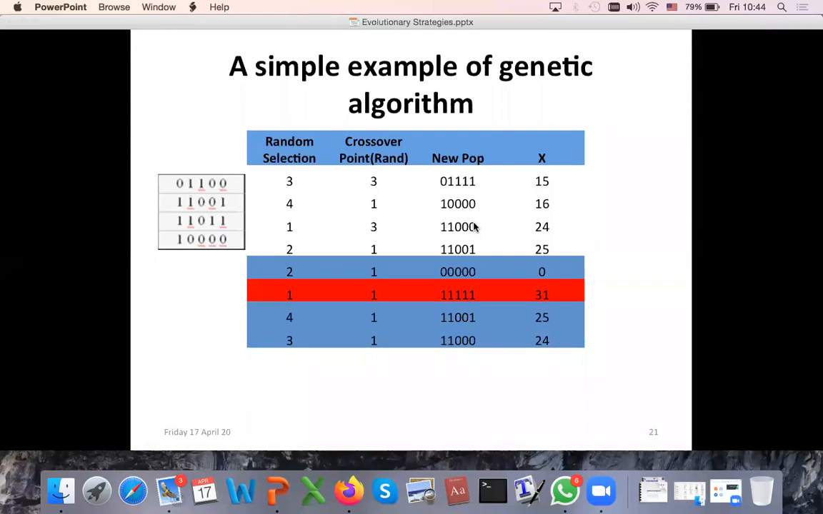And similarly, the third is going to be a partner with the fourth one, and the fourth one is going to be a partner with the third one. These are the crossover points, 1 1. So after the first bit, just after the first bit.